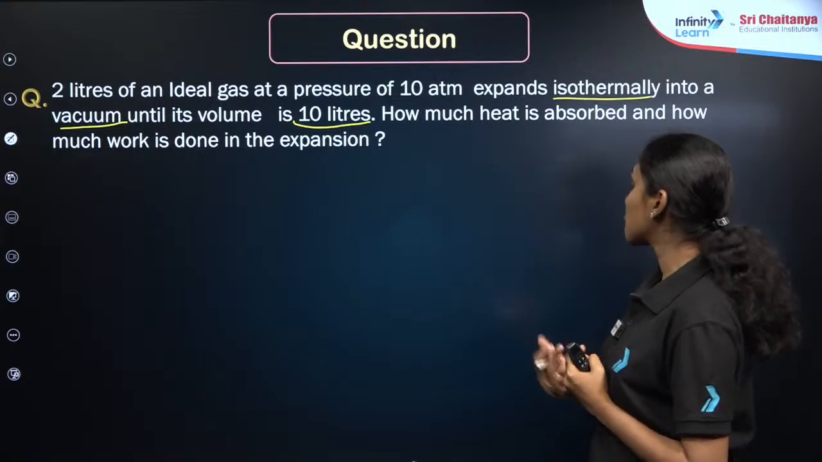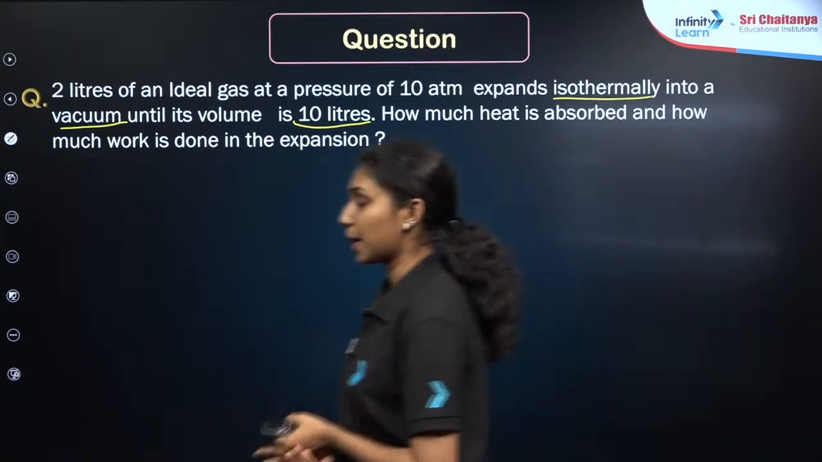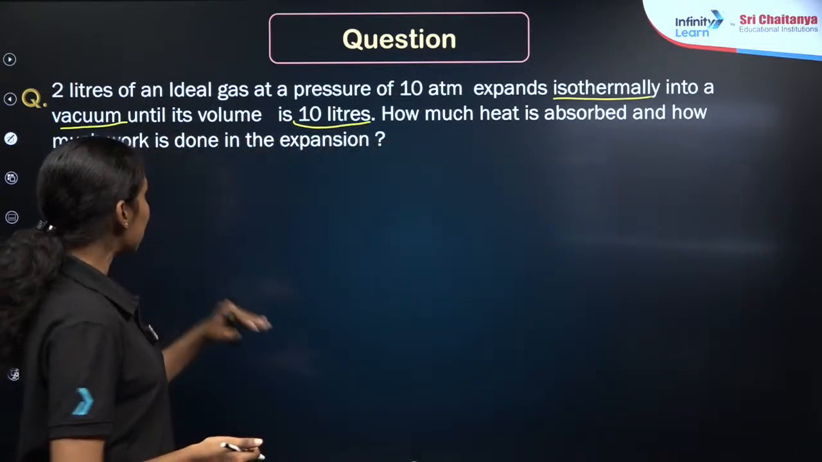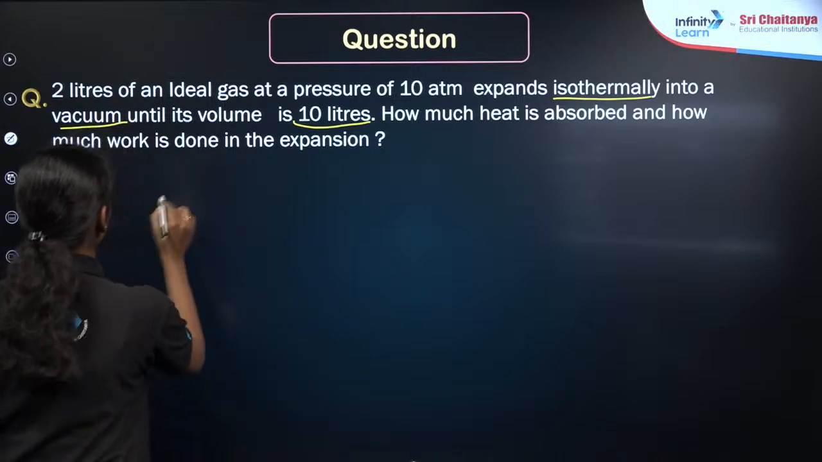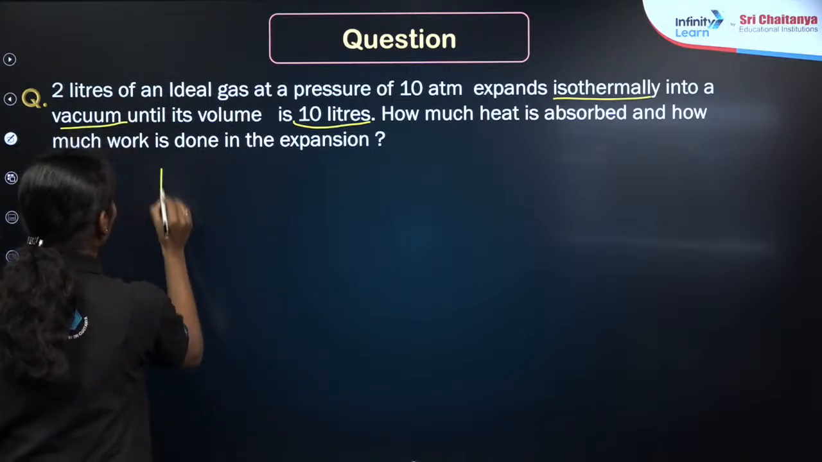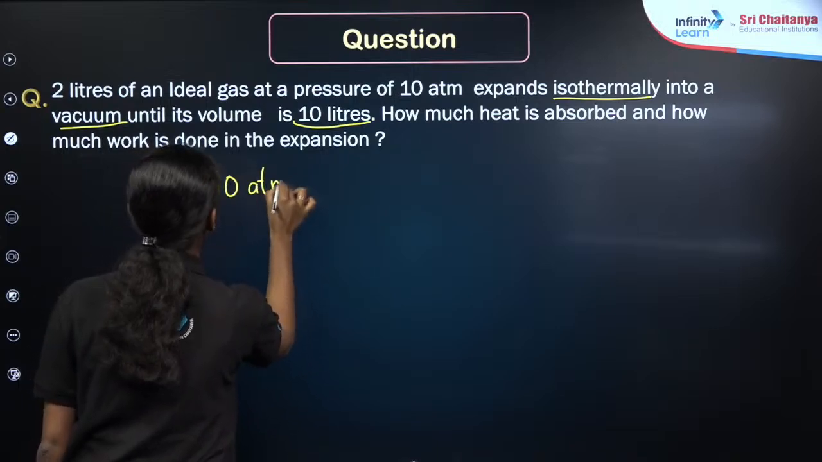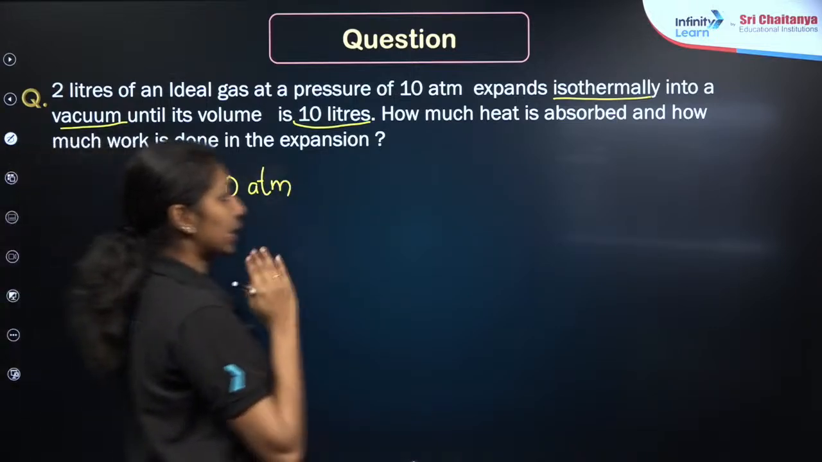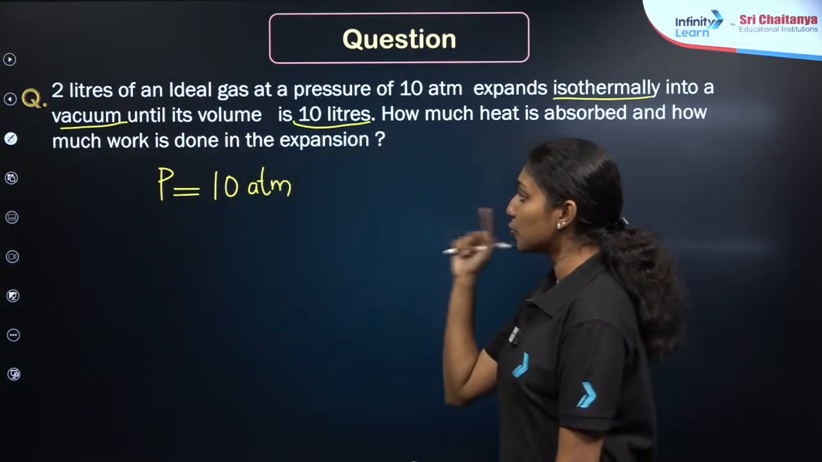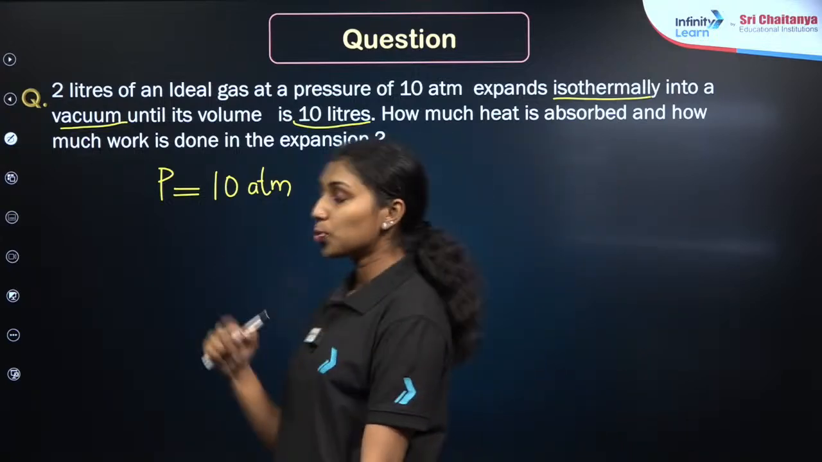How much heat is absorbed and how much work is done in the expansion? 2 liters of an ideal gas is given here at a pressure of 10 atmosphere. Then the condition is given that it is moving towards the vacuum.